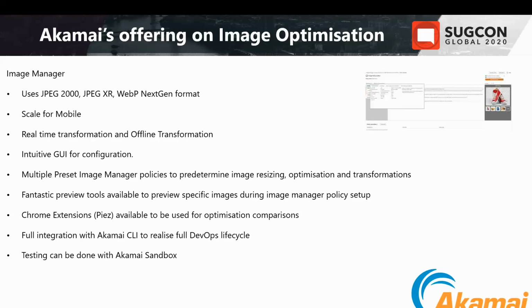It has a tool called Pies, which is a Chrome extension that allows you to do optimization comparisons, before optimization and after resizing optimization. It has full integration with Akamai CLI to realize your full DevOps lifecycle, so you can source control your configurations as JSON and then activate them while you are deploying your site into production, as an example. Then you can do all your testing in there as well. And while you're working on your development machine, you can also use Akamai Sandbox to test all your configurations on your PC without having to deploy massive changes out to Akamai.